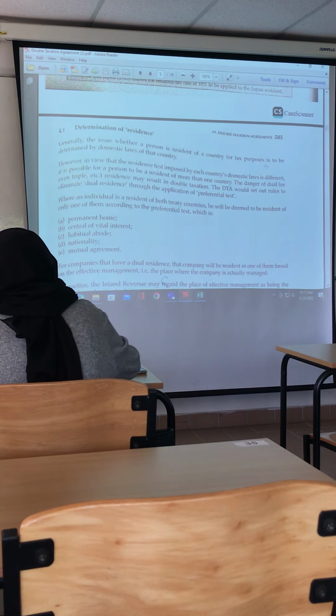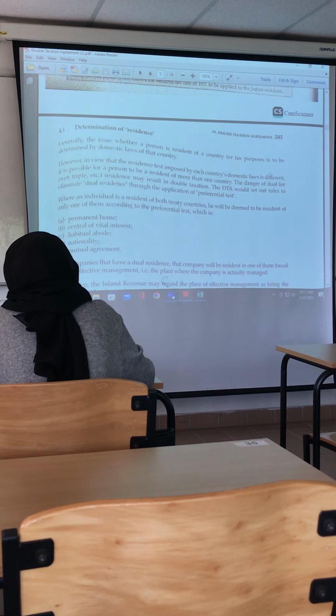Generally, determination of resident status, whether a person is resident or not, is determined by domestic law of the country. So talking about Malaysia, refer to Income Tax Act lah. Indonesia refer to their tax law, how to determine the resident status. However, in view that the residence test imposed by each country's domestic law is different, it is possible for a person to be a resident of more than one country. Alright, the danger of dual or even triple resident status may result in double taxation, so the DTA would set out rules to eliminate dual residence through the application of preferential tax.